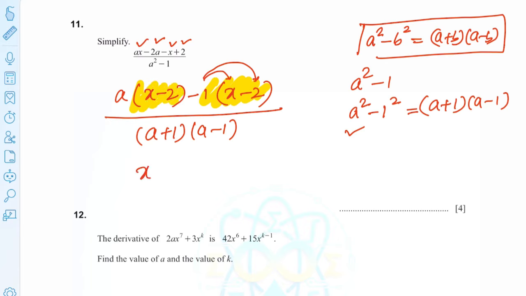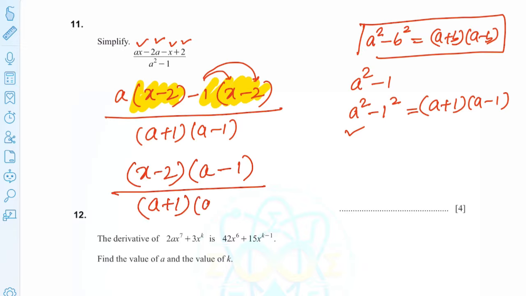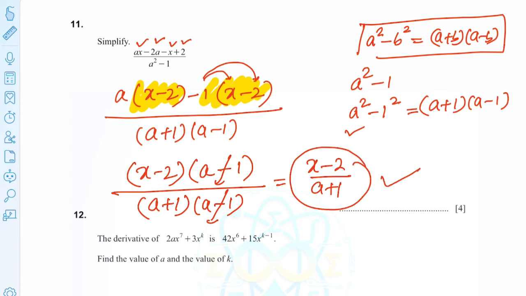So if I take x minus 2 common, first term a is left, second term minus 1 is left, over a plus 1 times a minus 1. So I can see here that a minus 1 and a minus 1 can be cancelled, exactly the same term. So we can say x minus 2 over a plus 1. This is the simplified answer of this question.